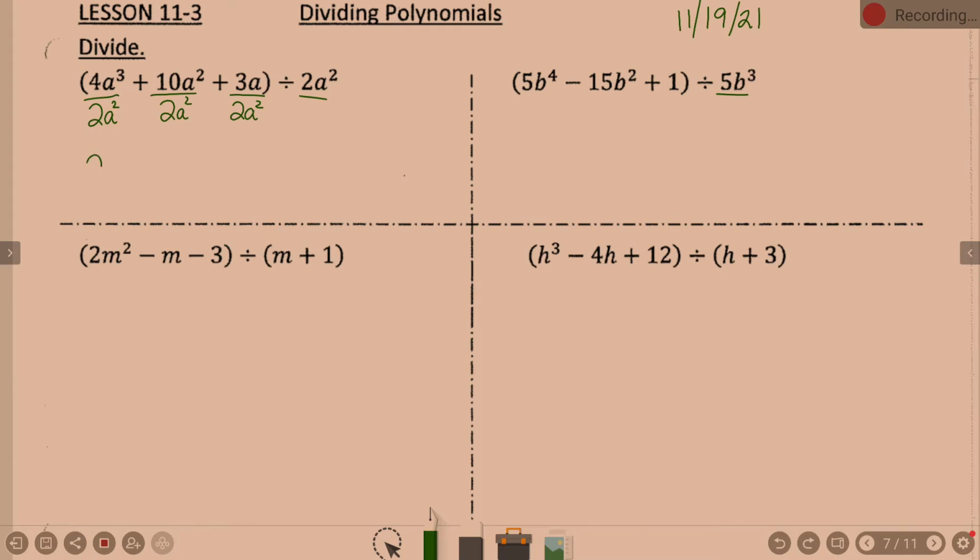Okay, so 4a cubed divided by 2a squared. 2a, because 4 divided by 2 is 2. Subtract your exponents, a to the first, or a. I'm going to carry my plus sign down. 10a squared divided by 2a squared. 5. 10 divided by 2 is 5. The a squareds cancel out. 3a divided by 2a squared.